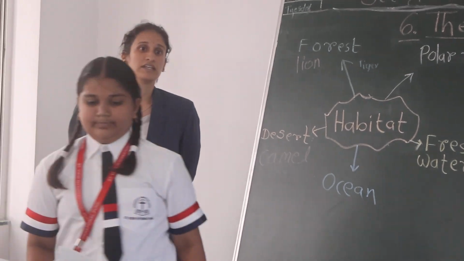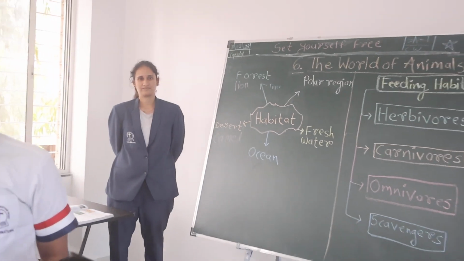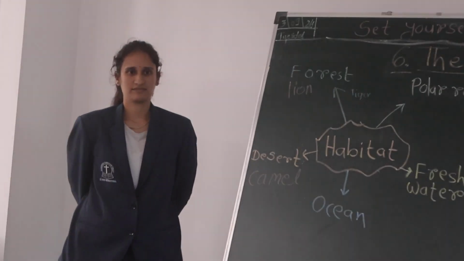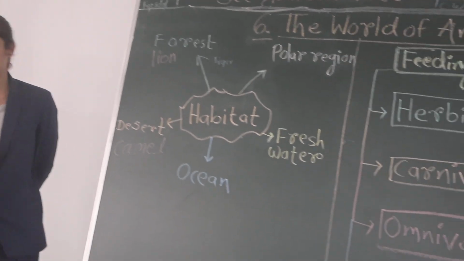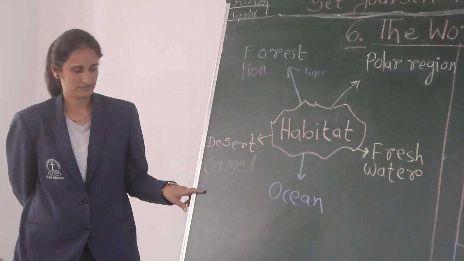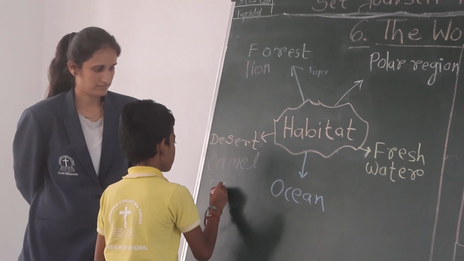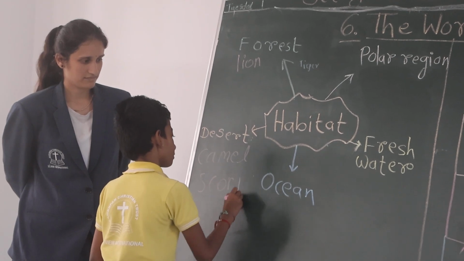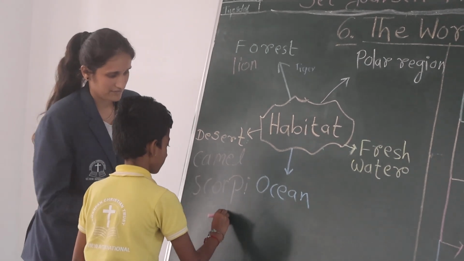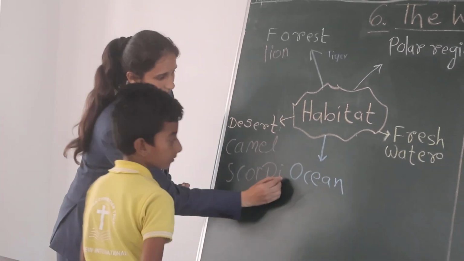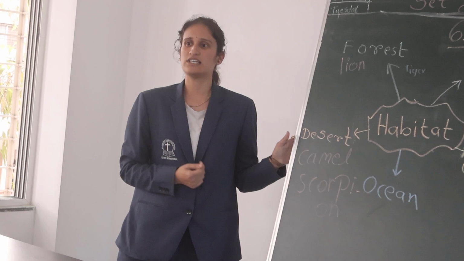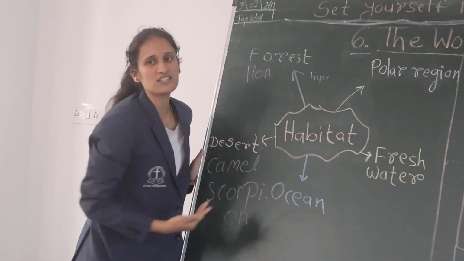Now who will come from the boys? Dinesh. Take chalk from here. He has written scorpion. So camel and scorpion, these are two animals who live in desert. Now third habitat is polar region.